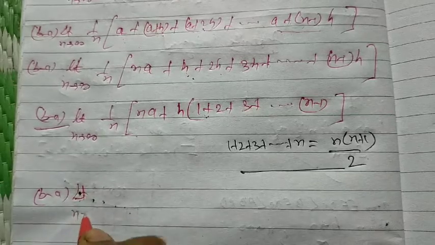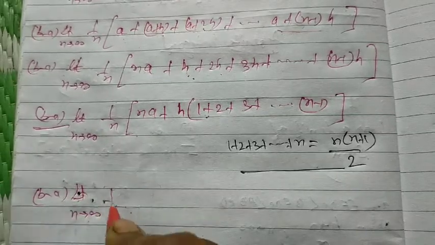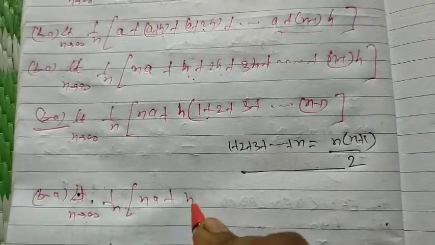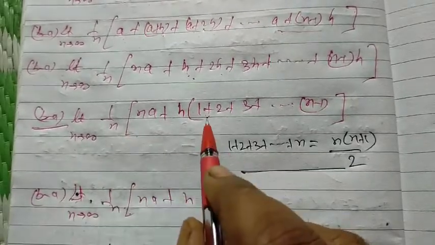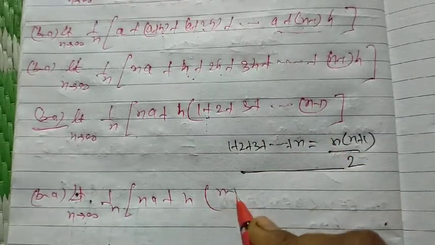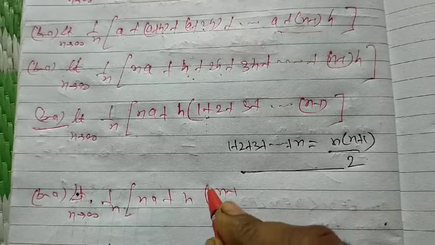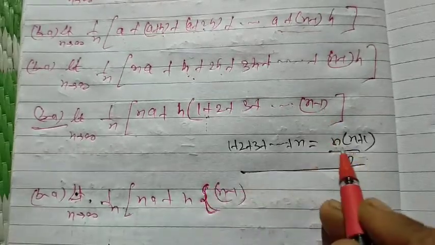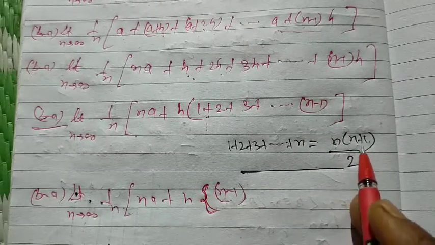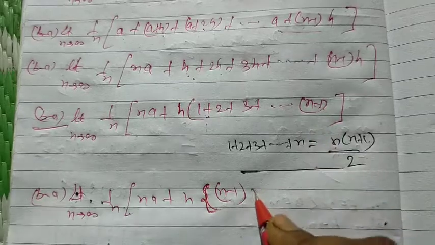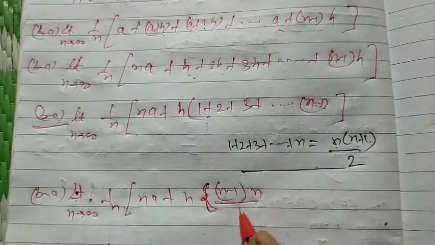Limit n tends to infinity, 1 upon n, then n a plus h. Now see here, 1 plus 2 plus 3, what to put in place of n? n is n minus 1. So right here I'll give one curly brace, first n minus 1 written, then n plus 1, my n is n minus 1, so n minus 1 plus 1 is n, n by 2.